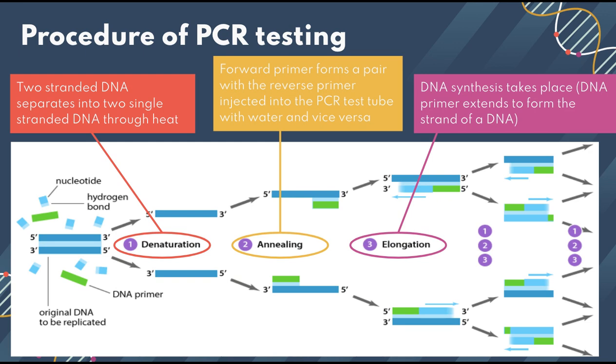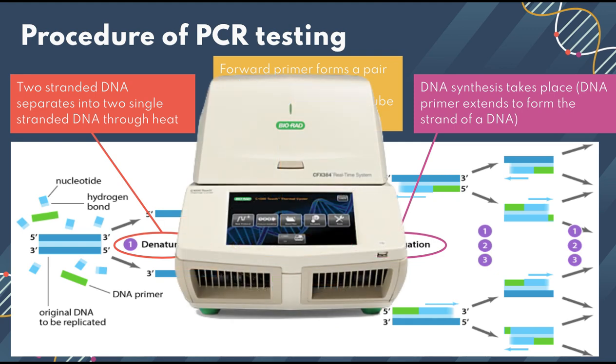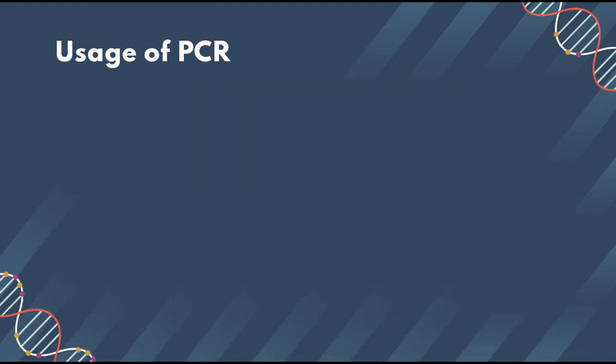elongated. The whole process is done by a machine called a thermocycler to rapidly change the temperature for the DNA to be denatured, then synthesized again. Yep, that's the picture of the thermocycler.